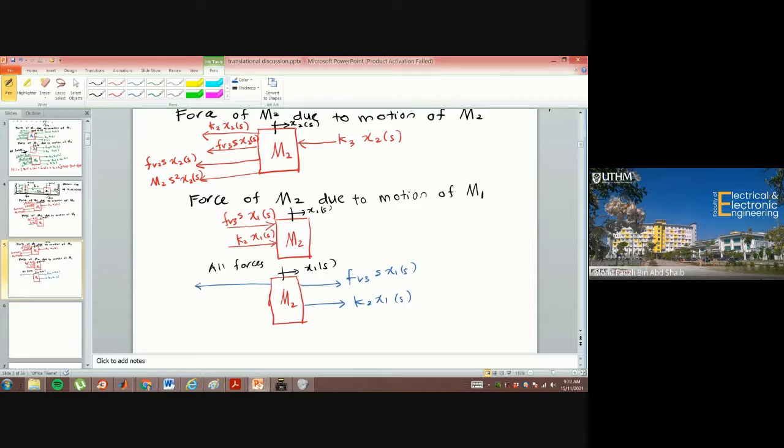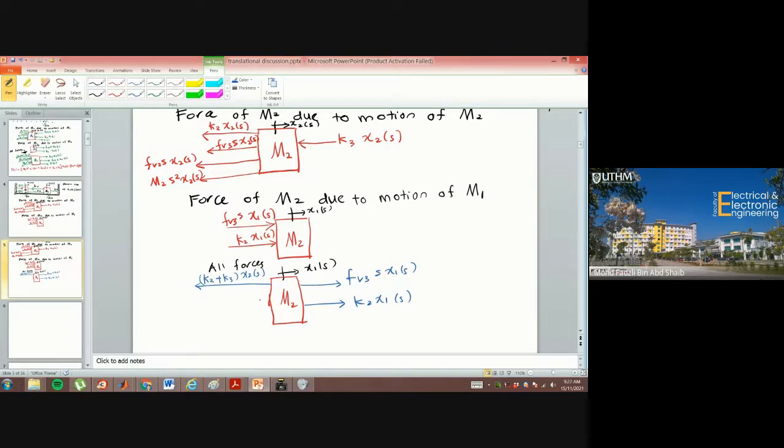Now take a look at K2 and K3. We combine them together. K2 plus K3 times X2S. What else?